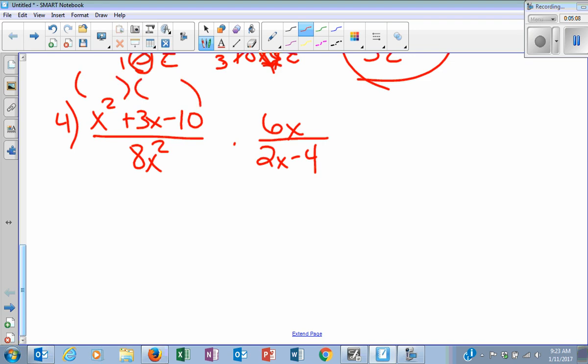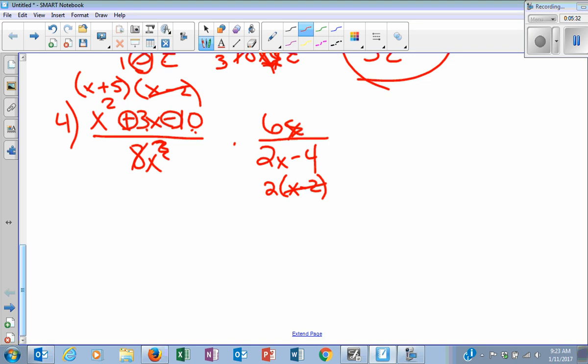This becomes an x, different signs, bigger one's positive. Two numbers that multiply to 10 but get me to 3. 5 goes with the positive, 2 goes here. And factor this, this becomes 2 times x minus 2. The x minus 2's go away. This x and this x can cancel out, but I have 1 left down here.